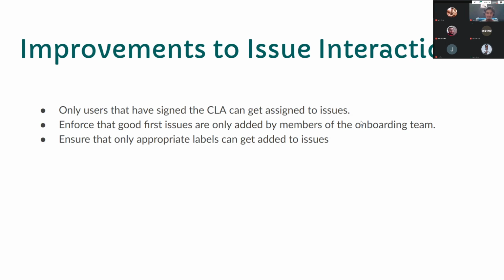So for issues, we needed to make sure that only users that have signed the CLA get assigned to issues, and that good first issue labels are added to issues by members of the onboarding team. Other contributors can add the label, but it will need to be confirmed by the onboarding team lead before the label gets allowed. Also, we ensure that pull request labels like changelog labels don't get added to issues.